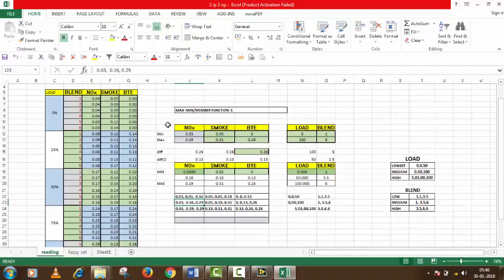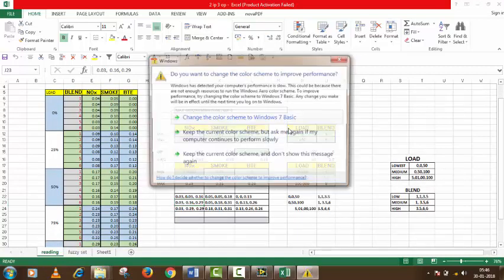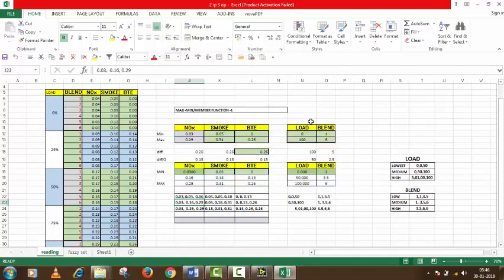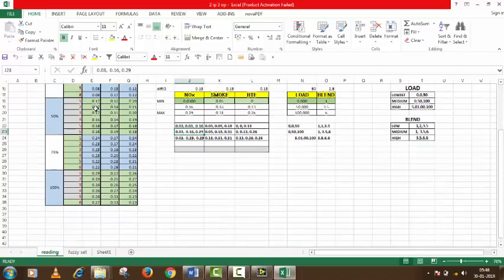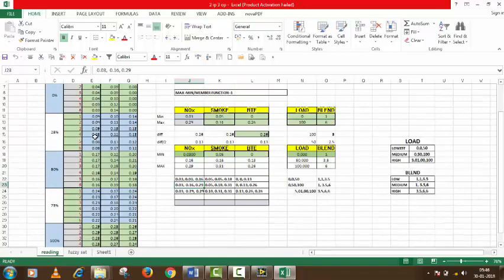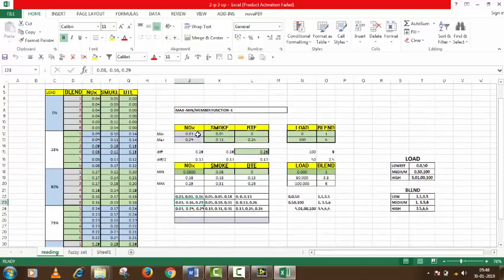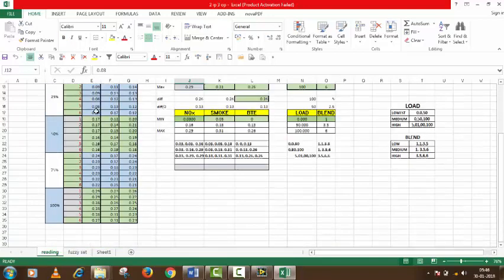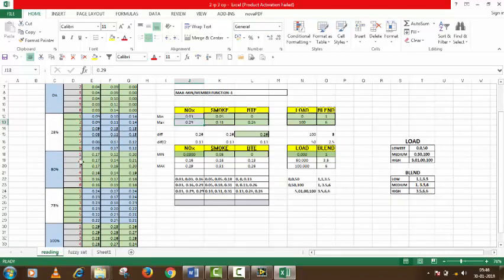So here we have NOx, smoke and brake thermal efficiency, and I am taking two inputs, load and blend. For NOx, we have so many values, so among these values, what is the minimum value? I am taking 0.03. Then what is the maximum value? Among these values, the maximum value is 0.29.